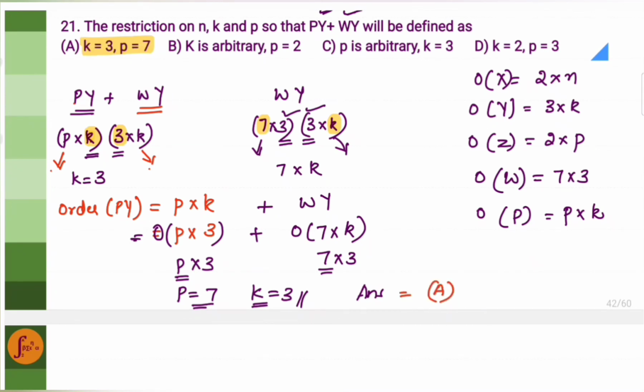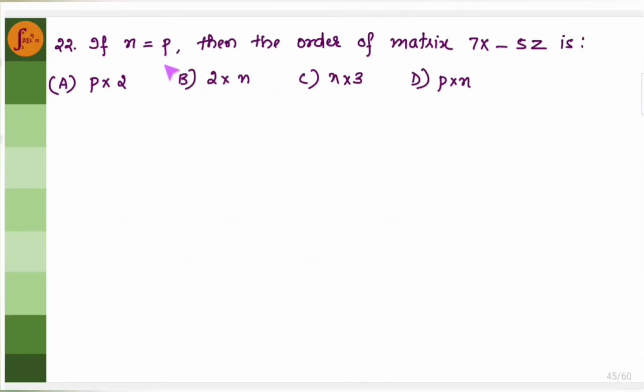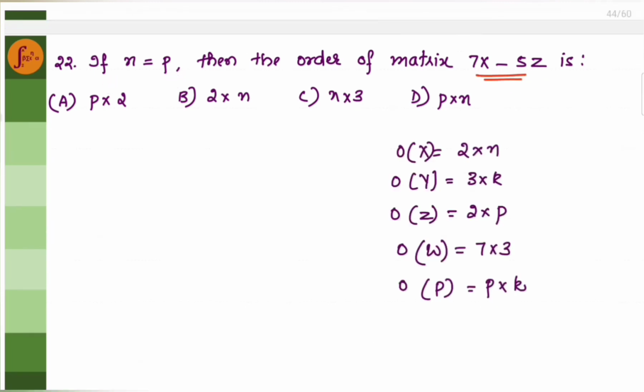Answer is option A. Now from the same problem, we'll take another sub-problem which states that if N is equal to P, then find the order of the matrix 7X minus 5Z. So let's get the orders. Here are the orders that we have. We'll have to find the order of 7X minus 5Z. So for 7X, what is the order of X? The order of X is 2 into N, and the order of Z is 2 into P.